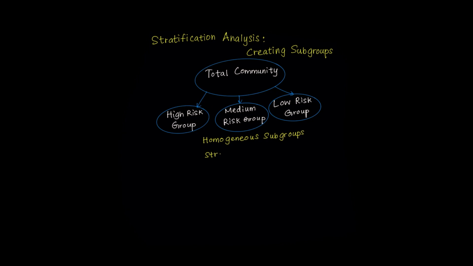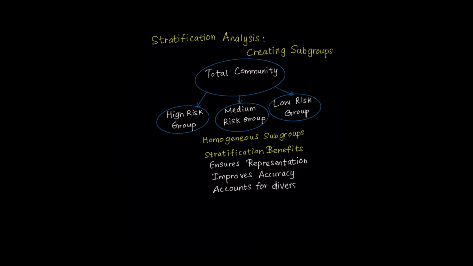The key insight is that populations are often heterogeneous or diverse, and if you just randomly sample everyone together, you might miss important subgroups or get unrepresentative results. By stratifying first, dividing the community into groups like high-risk elderly, medium-risk adults, and low-risk young adults, you ensure that each important subgroup is properly represented in your sample. This improves the accuracy and representativeness of your data collection.